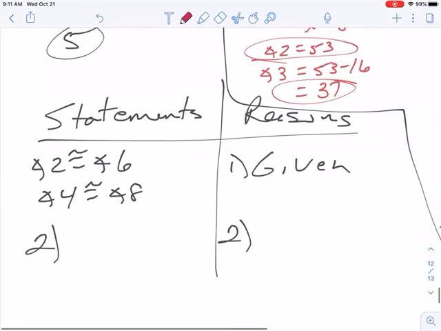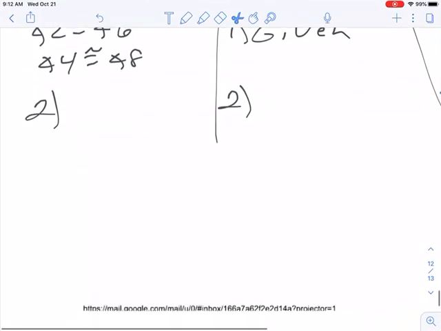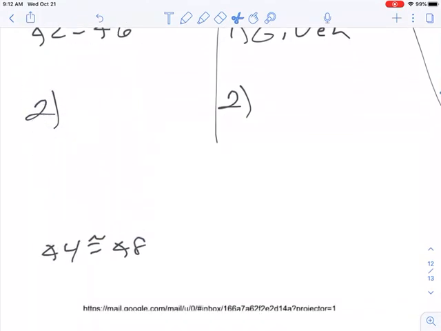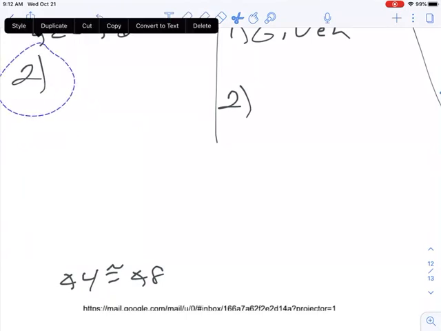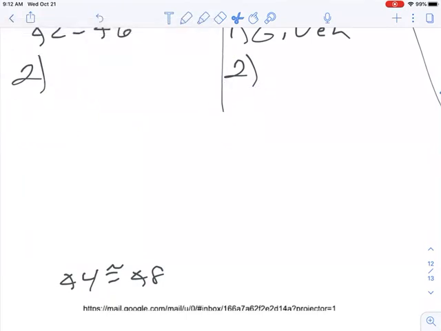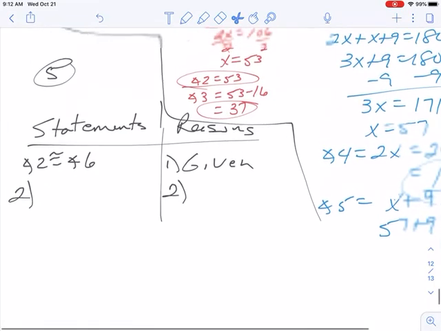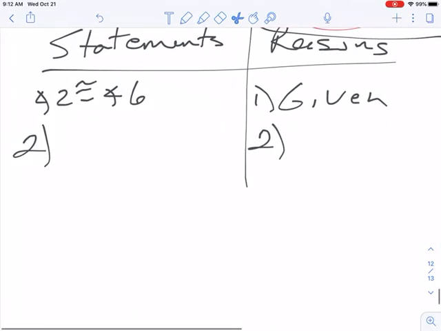Time out over here, then. Let's get this out of here. Scissors that thing. That's going last. That's what we're trying to prove. Let's get this thing down here somewhere. Boom. We can take this and move it up here. Step number 2. All right. So 2 is congruent to 6.